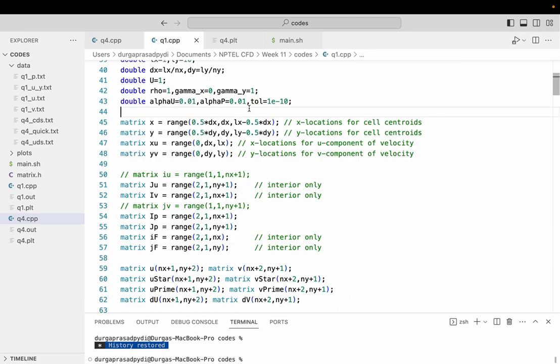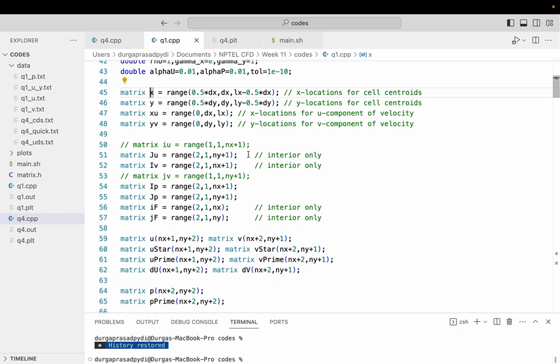As we have discussed, x and y are basically to store the x coordinate and y coordinate. This is straightforward. So this is something different. When you are actually solving these equations, you will be solving only for your interior cells. So if my cell indexes are from 1 to nx plus 2 and 1 to ny plus 2, my interior cells will be only from 2 to nx plus 1.